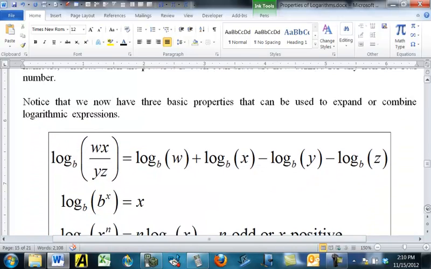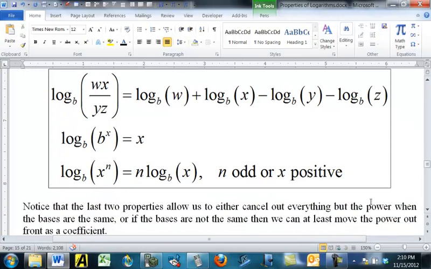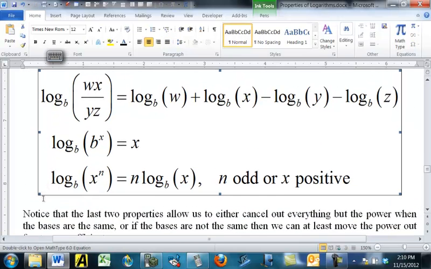Now let's summarize. Okay, so summarizing here, we have basically three properties. If you limit to x is positive or to odd n, this last property just says if you've got log base b of x to a power, you can bring the power out front.